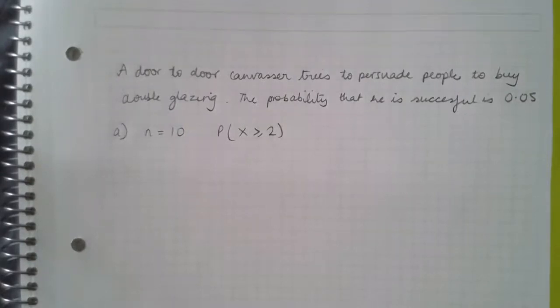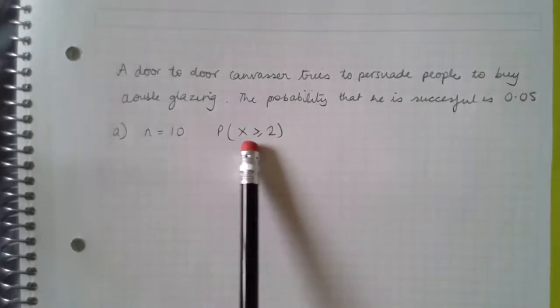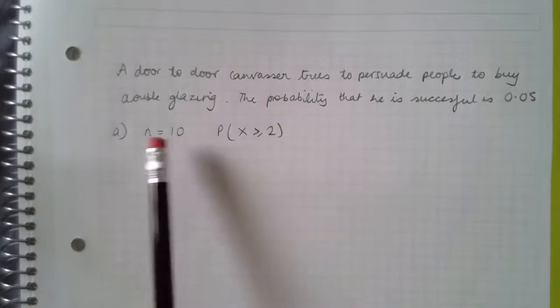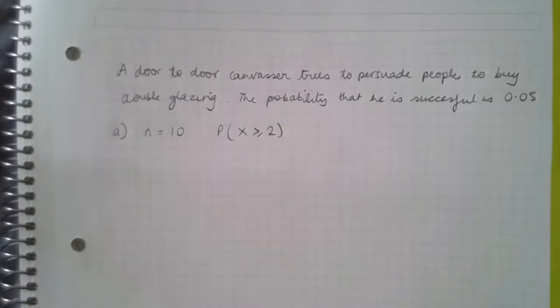Today we are looking at the final bit of Chapter 6, which is looking at an unknown n. So if we look at this example, it talks about a door-to-door canvasser who tries to persuade people to buy double glazing. The probability that he is successful is 0.05. We need to find the probability that he has at least 2 successes out of the first 10 houses that he canvasses.